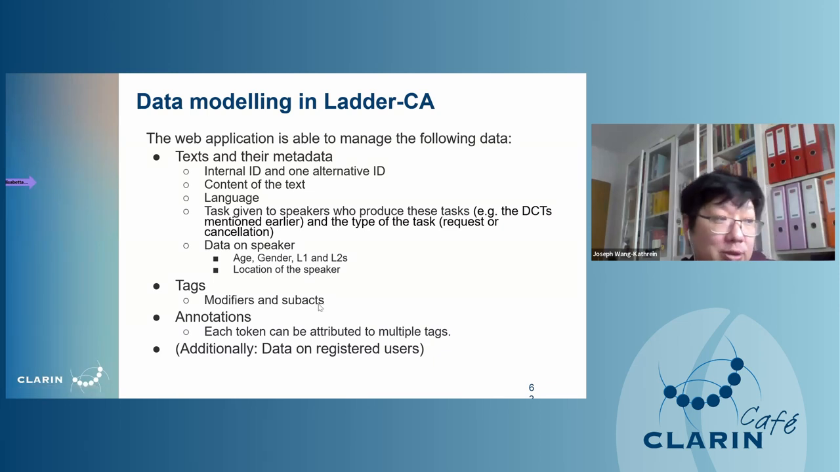And separately, the annotations: each token of the text can be attributed to multiple tags. There are two big categories, as we have learned in the previous lecture. There are modifiers and there are subex. And actually, each token in the data model of the Ladder web app can be attributed to any number of tags. Of course, it's not sensible to do that, but this is possible. So polysemic analysis can be done, but it's not used right now. You just have modifiers and subex.